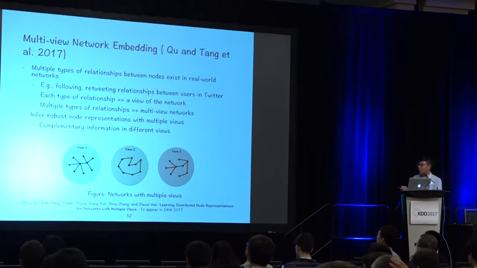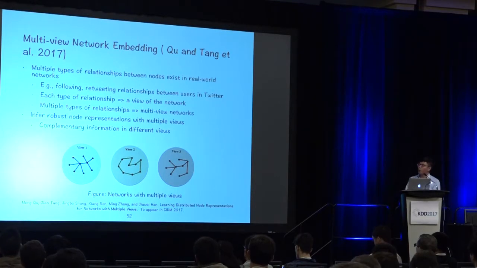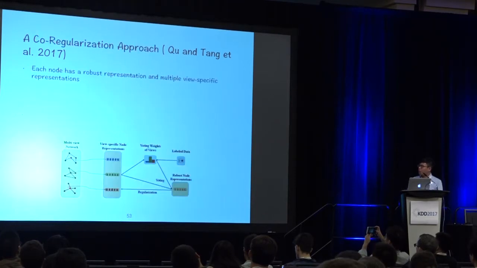So the information in different views is usually complementary. Therefore, it's very natural to think about how we can learn better node representations if we have multiple views. How can we leverage information in different views to learn robust node representations, to learn better node representations? So we propose an approach called co-regularization.